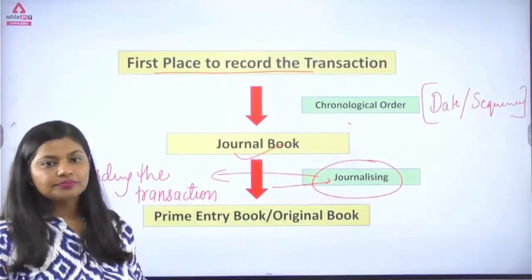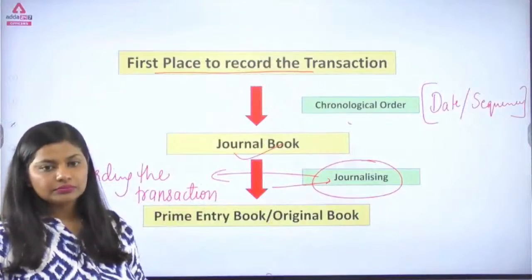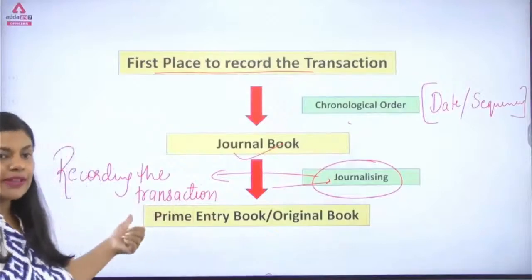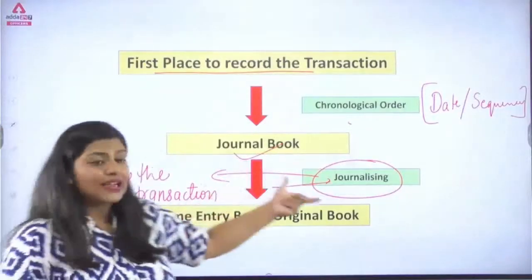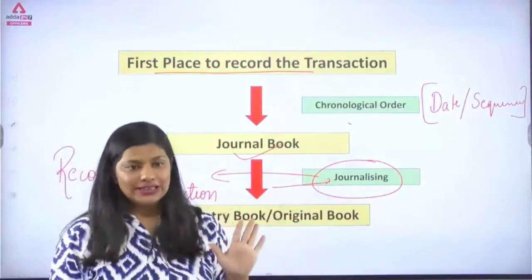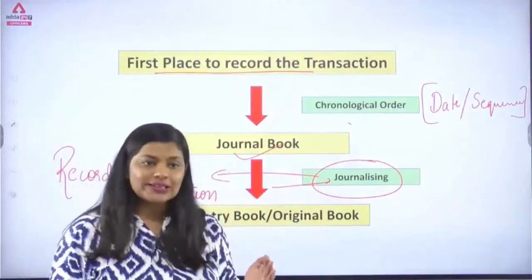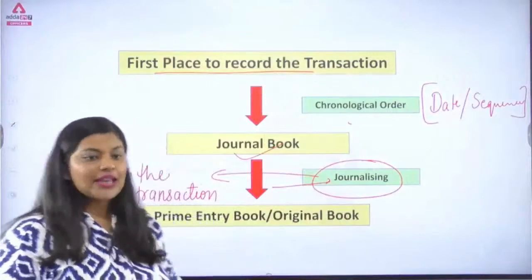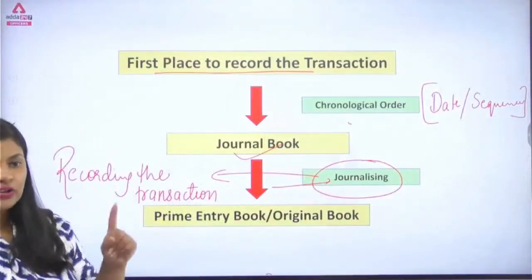Is this clear? So journalizing means simply recording the transaction, but in accounting terms, you call it journalizing. The process of recording the transaction in the special book, that is the journal book, we call journalizing. Right? Now you are writing the entry for the very first time.